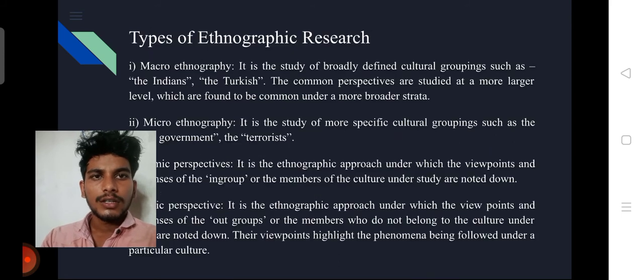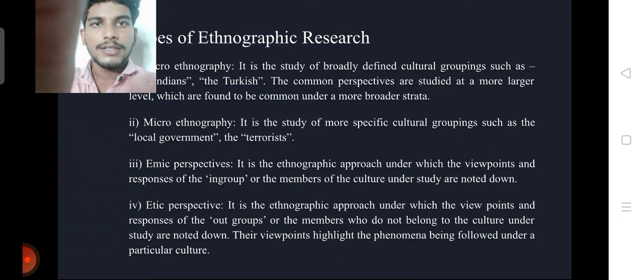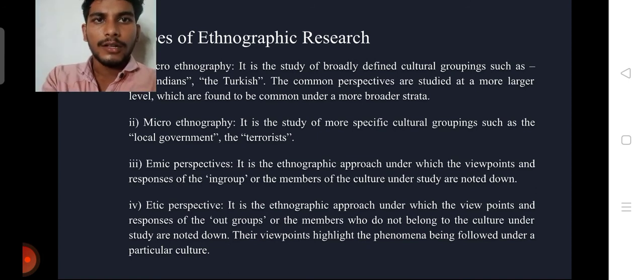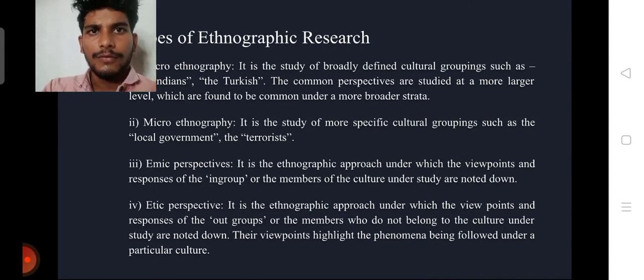Let us discuss the types of ethnography. There are four types of ethnography. First is macroethnography. In macroethnography, the researchers observe participants across wide cultural groups such as Indians, Turkish, Americans, Africans, and try to find the broader or common perspectives of different cultures.